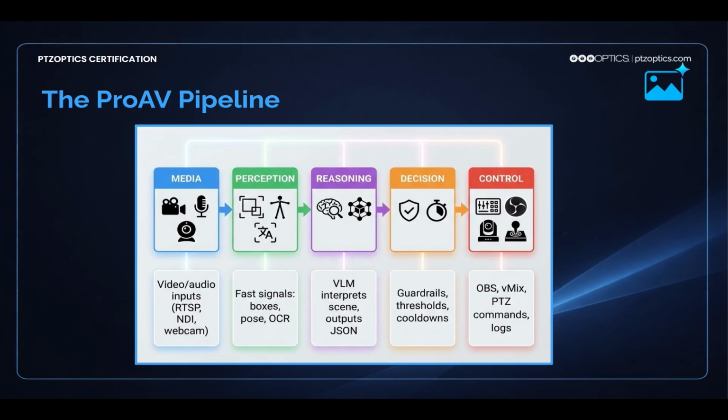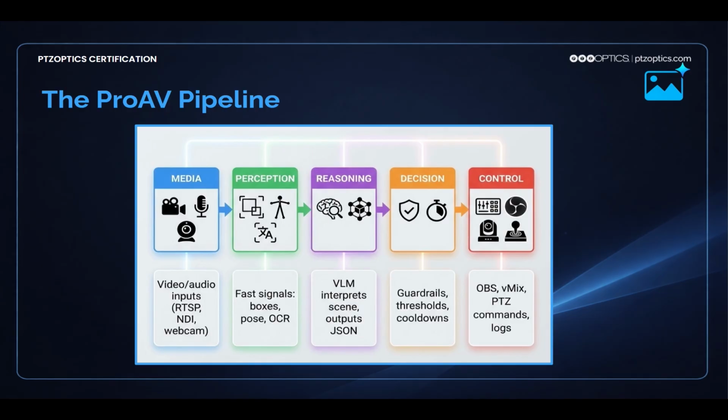It's a 5-step pipeline. We're going to be starting with the media, right? Are we using a video clip? Are we using audio inputs? Are we using NDI? Is it a webcam? That's the input to the system. Then we're going to be applying perception, right? Are we drawing detection boxes? Are we detecting something? Are we looking for gestures? We're going to be using the VLM to perceive what's happening in the image.